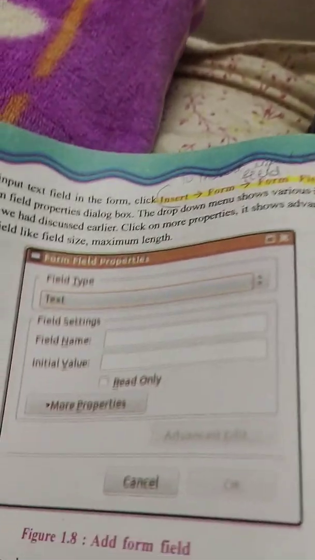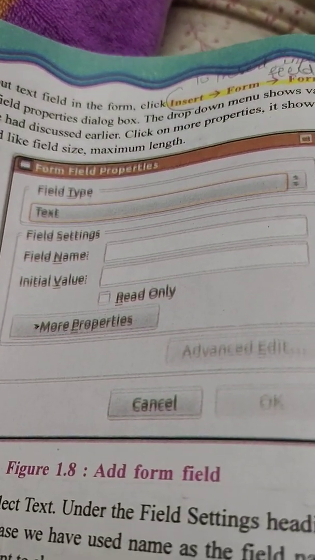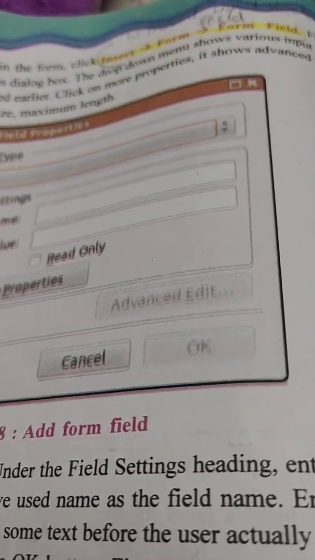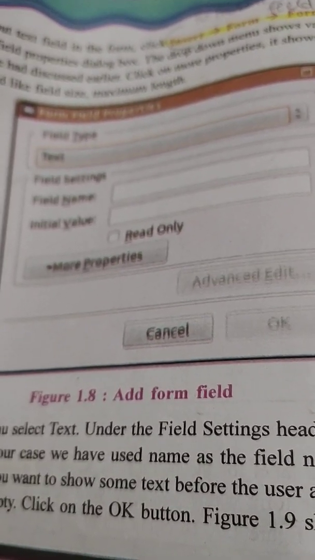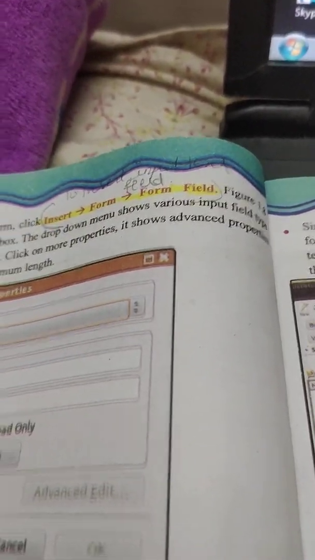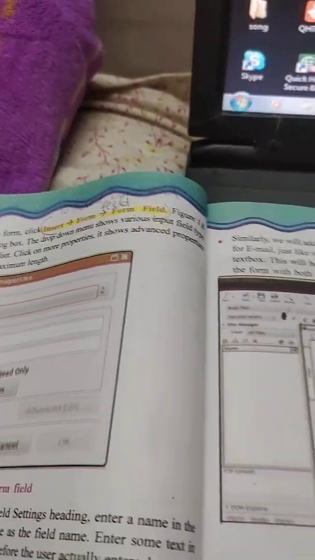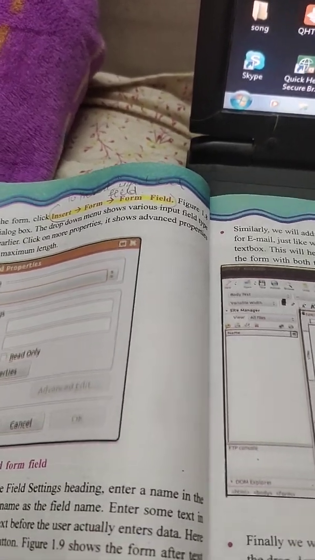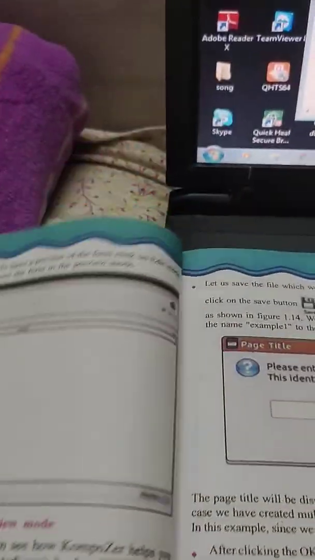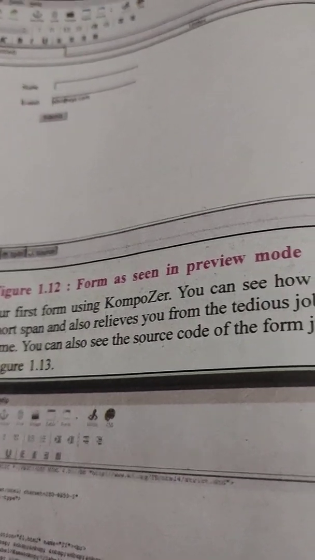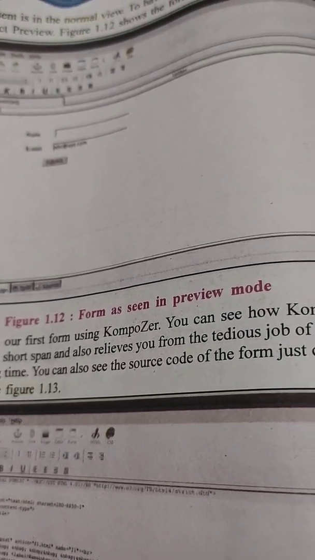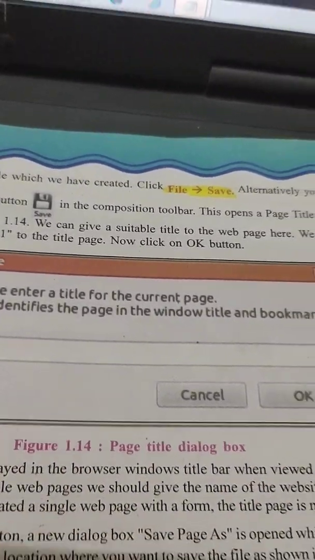Add form field. If you are adding a form field, that means name, last name, all this comes in form field. Insert form and form field. Then we can insert a new block of form, like first name, last name. Form as seen in the preview mode. Page title, dialog box.